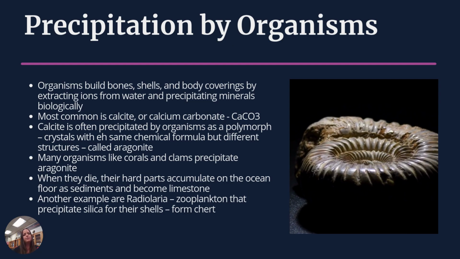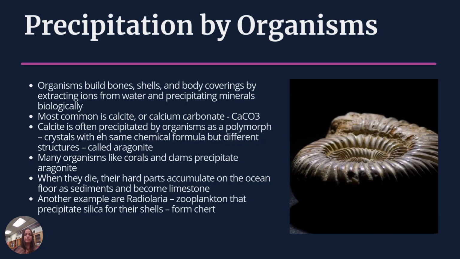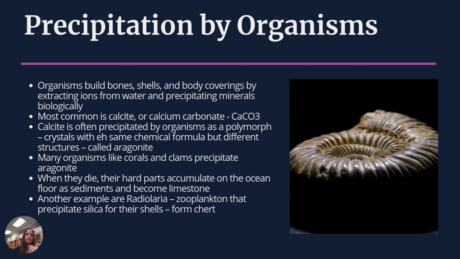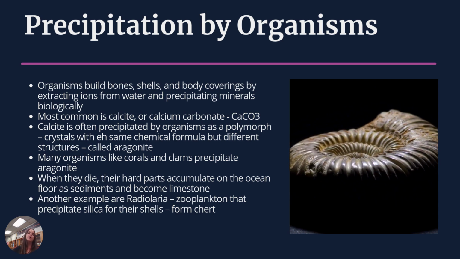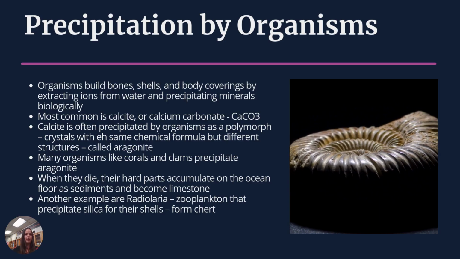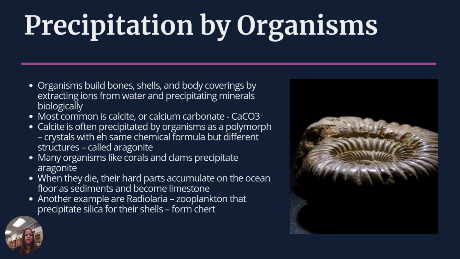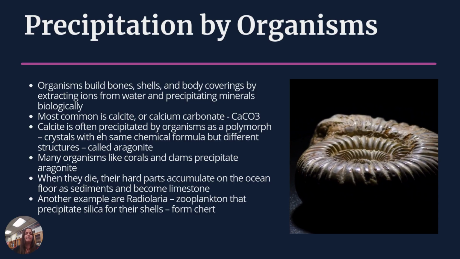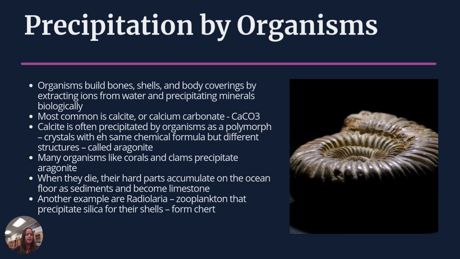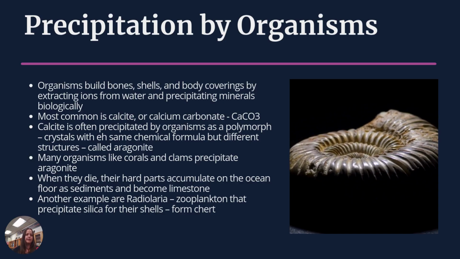And then the last one here is precipitation by organisms. When organisms have bones or shells or some other hard part, those are made up of some sort of material. Most commonly, especially in the marine environment, that is calcium carbonate. There's also silica shells, which help form what we call chert. So it just depends on what the organism was made of. When they die, they fall to the ocean floor, they accumulate, they become sediments, and eventually can become something like limestone. They can also crystallize into chert, or they can crystallize into calcite.